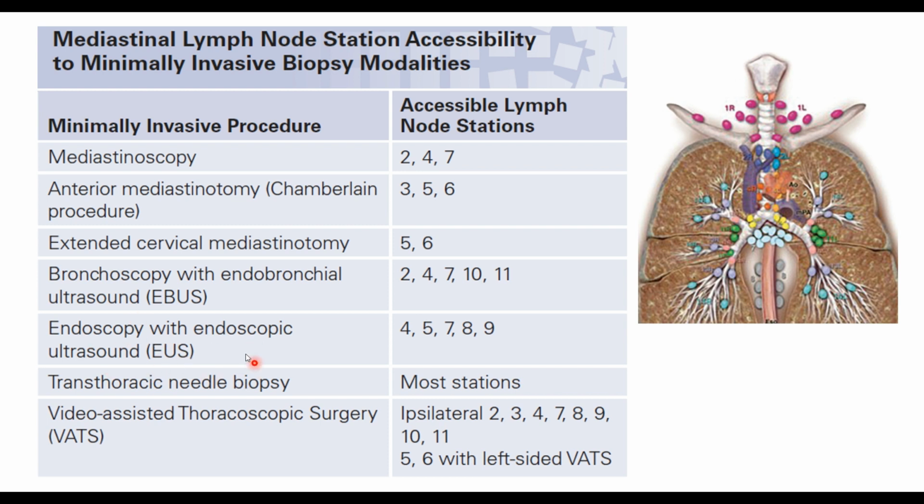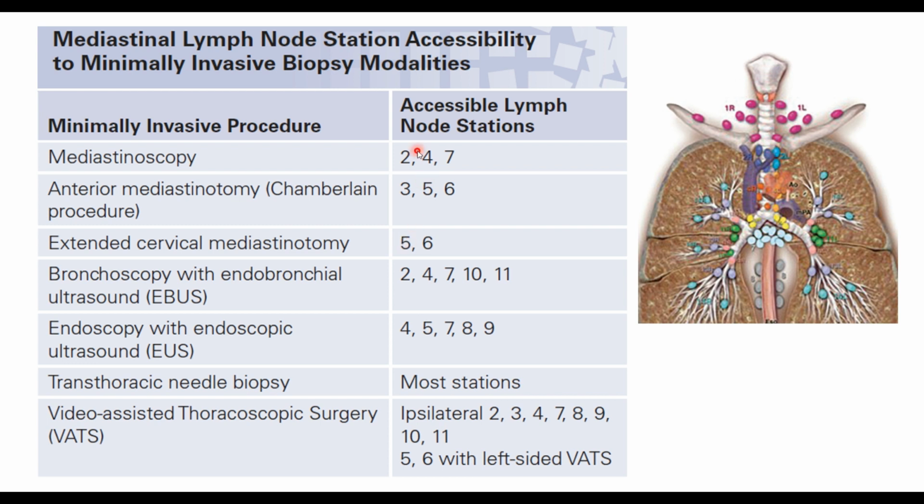EUS guided FNA is used only in special circumstances when we are suspecting strongly, when there is radiologically involved station 8, station 9 lymph nodes, and we want to know if they are metastatic or if we want to sample them, an EUS guided FNA can be used. So, for example, in this patient, in this diagram, we can easily understand with an EBUS. We pass a bronchoscope into the trachea. We will be able to sample.